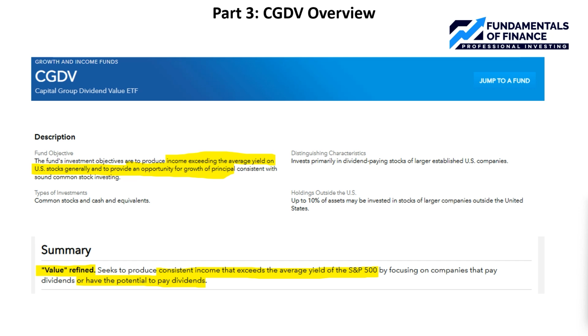They call this value refined, and I'm only guessing here, but I think what they mean by that is that they focus specifically on dividend-paying companies, not on deep value companies that might be cheap, but because they're on the brink of bankruptcy. Broad, value-oriented funds would include both of those types of value companies.